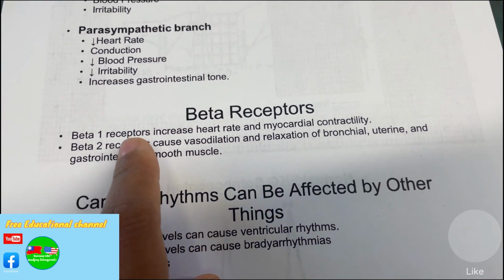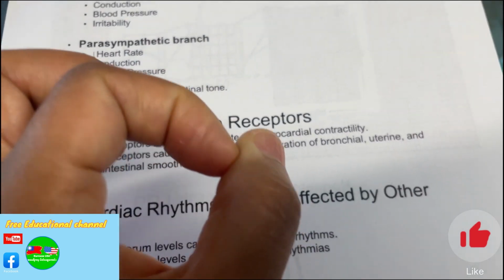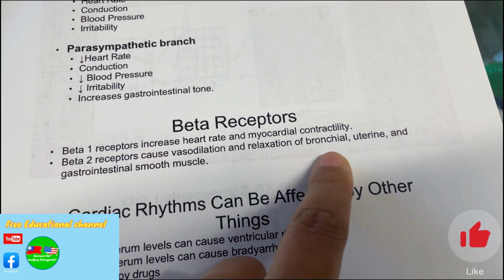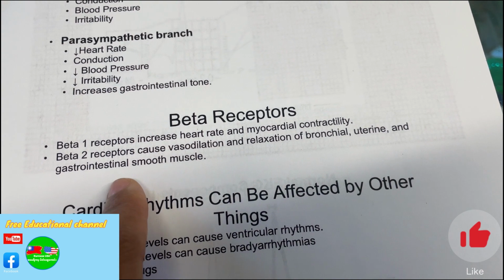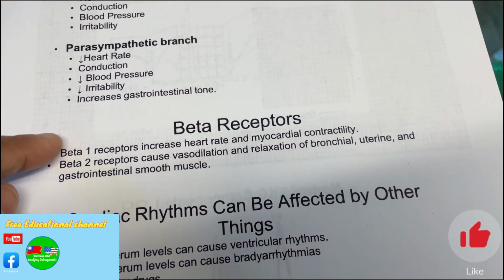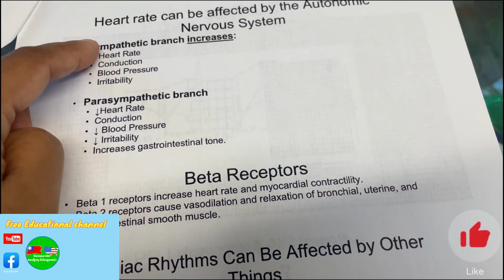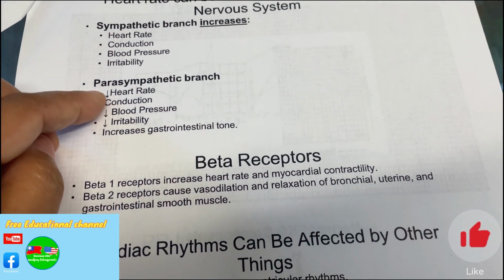Beta 2 receptors cause vasodilation and relaxation of the bronchial, uterine, and gastrointestinal smooth muscles. So beta 1 is more to the sympathetic, beta 2 is more to the parasympathetic.